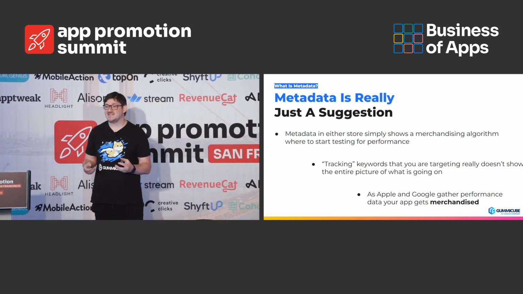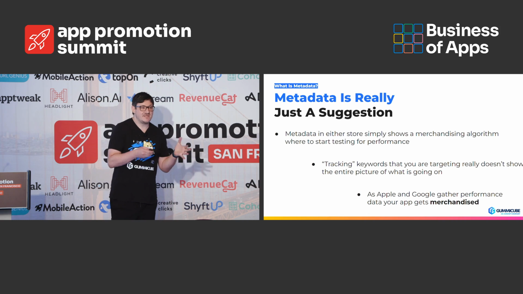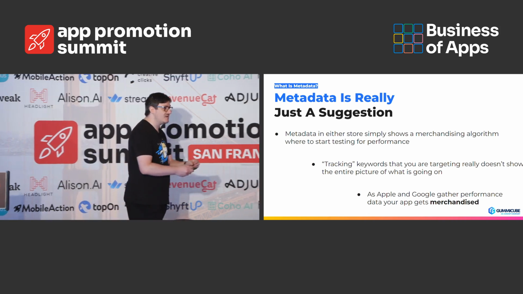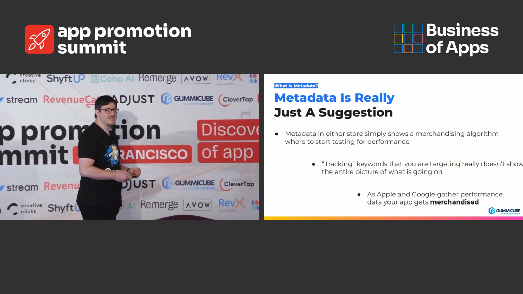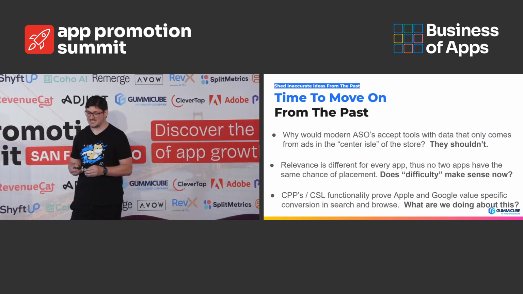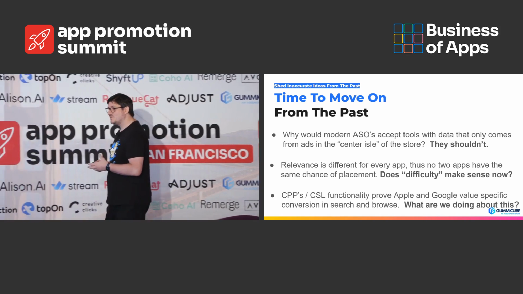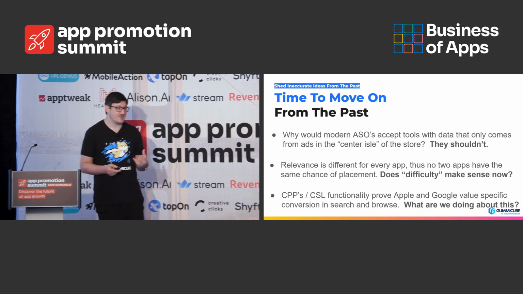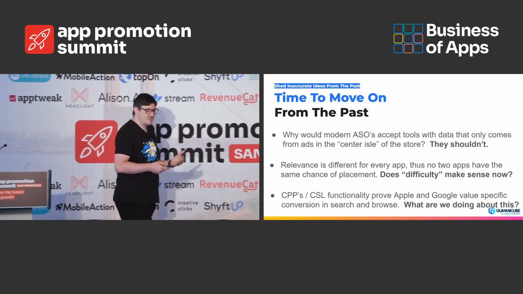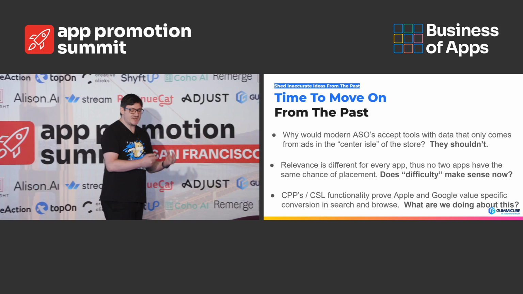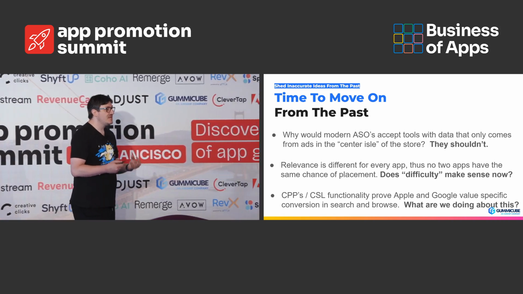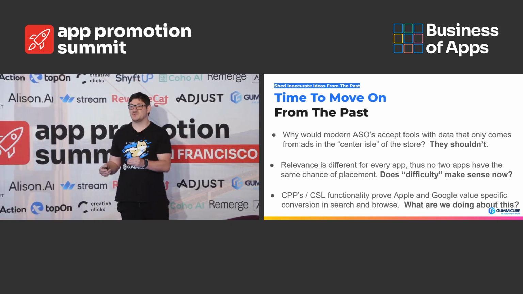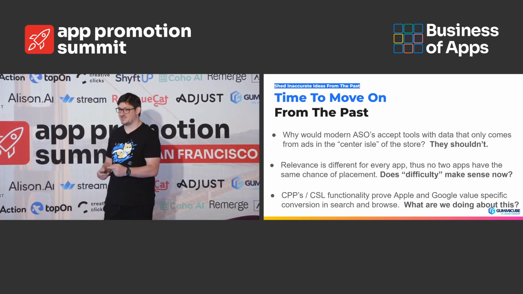So this idea of simply tracking keywords based on what you have plugged into your metadata really only gives you a small snapshot of what is actually going on in the store after you make these updates. So we really think it's time to move on from the past, right? We don't understand why modern ASOs would accept tools that really only come from the ads in the center aisle of the store. You're looking for data from search. You're looking for data around how Apple and Google are merchandising my app so I can make better decisions.